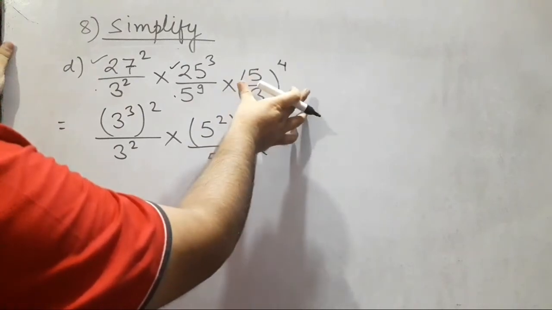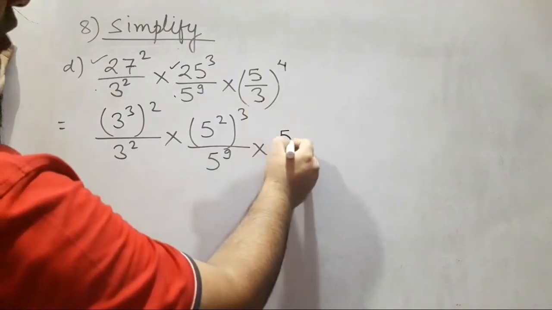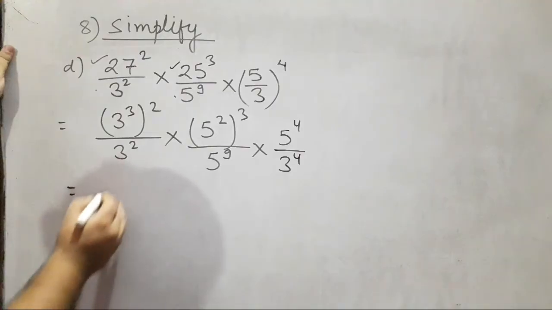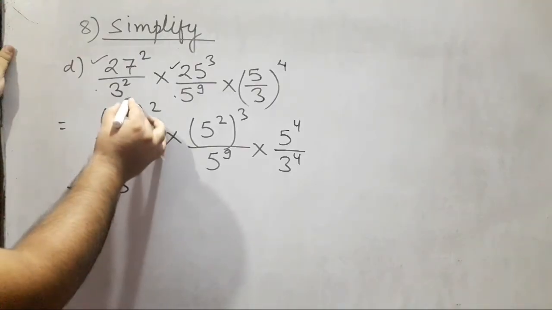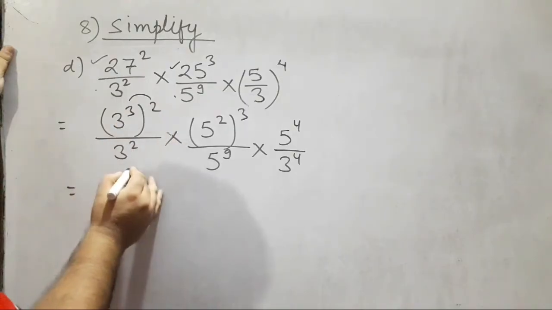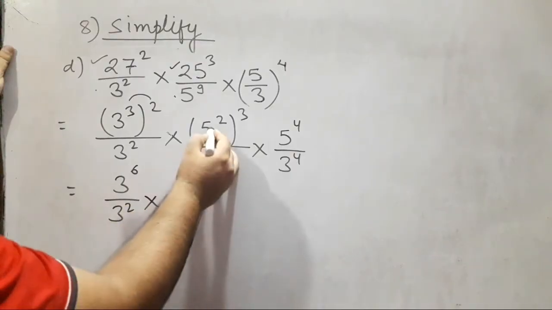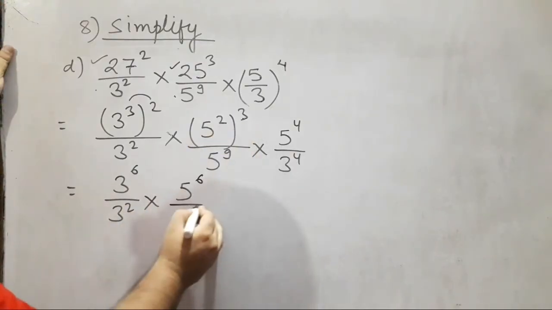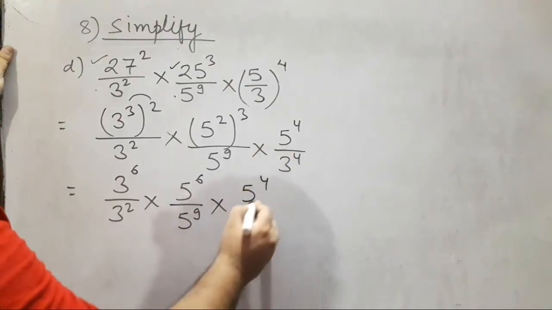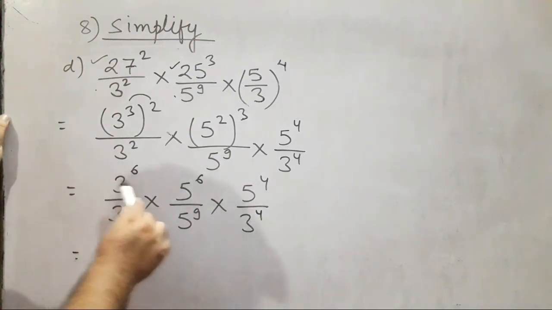When the bracket is opened, this power 4 is taken by 5 as well as by 3. So 5 power 4 by 3 power 4. This power shall multiply according to the power law of indices. 3 power 6 by 3 power 2 into 5 power 2 3 is 6 by 5 power 9 into 5 power 4 by 3 power 4.